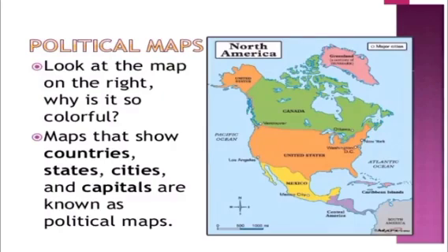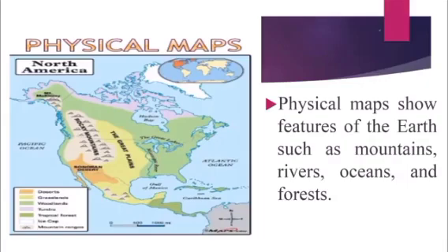First, we are going to learn about political maps. Look at the map on the right. Why is it so colorful? Maps that show countries, states, cities and capitals are known as political maps. Next, let's see about physical maps. Physical maps show features of the earth such as mountains, rivers, oceans and forest. Here we can see the picture of physical map.